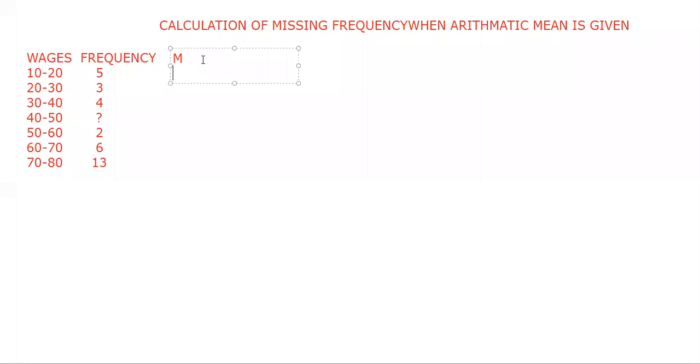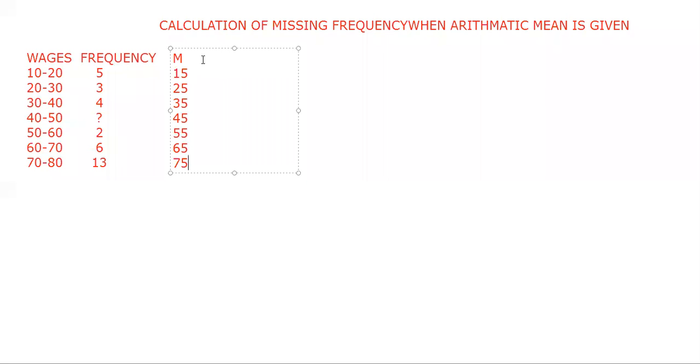चलिए m निकालते हैं. 10 to 20 mid value will be 15, then 25, 35, 45, 55, 65 and 75. This is the mid value. ये हम लोगों को mid value दी हुई है. 15, 25, 35, 45, 55, 65, and 75. This is given as mid value in this series.